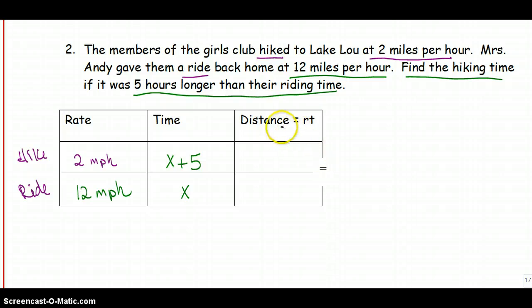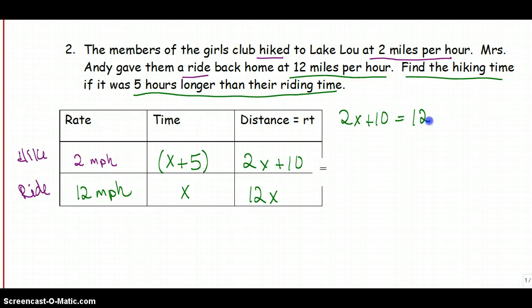Now remember over here, distance is equal to my rate times time. I've got a rate, I have a time, so now I'm going to multiply those. 2 times x gives me 2x. 2 times positive 5 gives me plus 10. 12 times x gives me 12x. So now I have my equation. I have 2x plus 10 is equal to 12x.